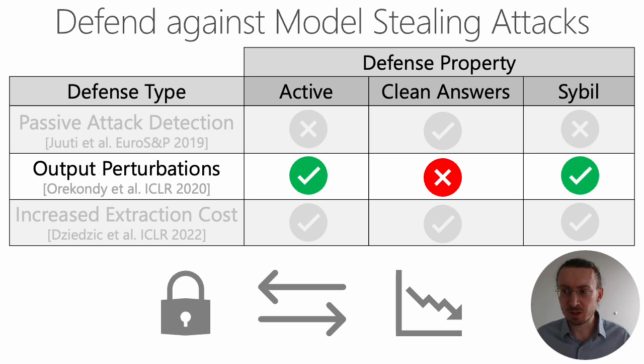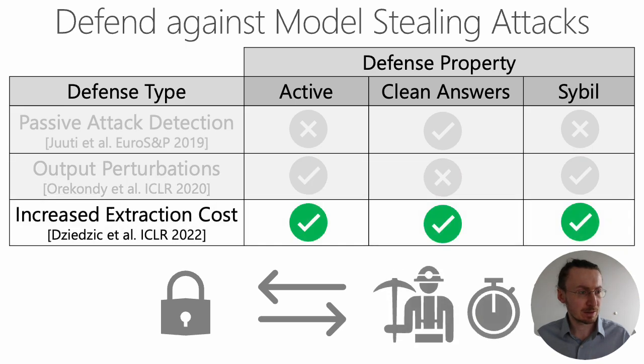But the biggest drawback is that they harm the performance for legitimate users because they don't return clean answers. And then this other defense, active or proactive, where we increase the extraction cost depending on how much information leakage a given query incurs. This defense actually is at the same time active. It returns clean answers, so never perturbs the answers, so that the legitimate users do not suffer from this defense being present. And then also this defense acts against Sybils, since we can measure the information leakage per query, and then per query cost a given user more or less.